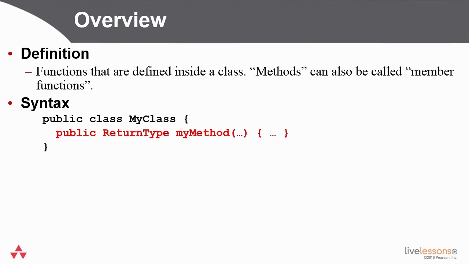We saw in the last example that although instance variables are very useful, we had to repeat a lot of nearly identical code to move multiple ships around. That's where methods come in. Methods are functions that are defined inside a class. They're also sometimes called member functions.